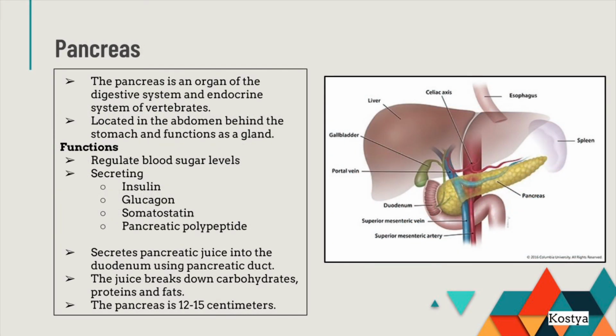The pancreas is an organ of the digestive system and endocrine system of vertebrates. It is located in the abdomen behind the stomach and functions as a gland. What it does is it regulates blood sugar levels, secreting insulin, glucagon, somatostatin, and pancreatic polypeptides. Secretin triggers the release of the enzymes and compounds. For example, pancreatic amylase helps break down carbohydrates.